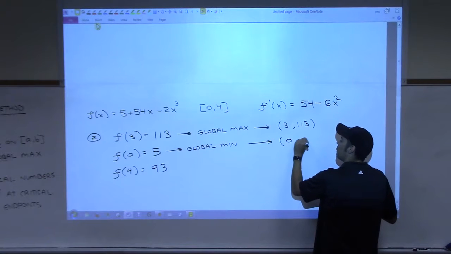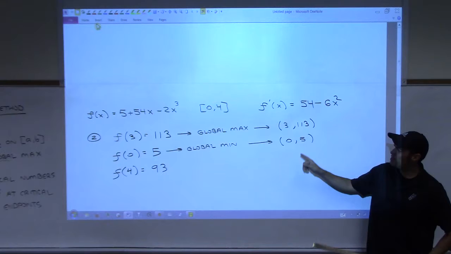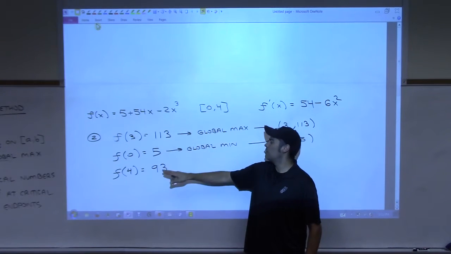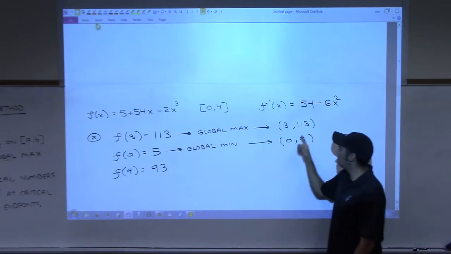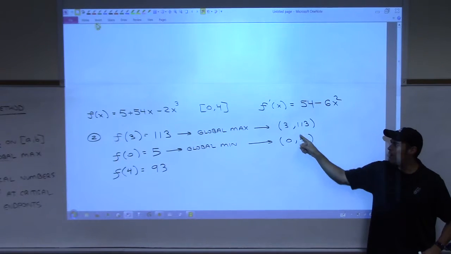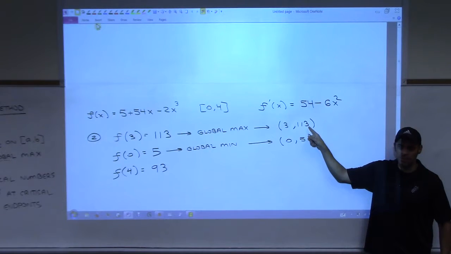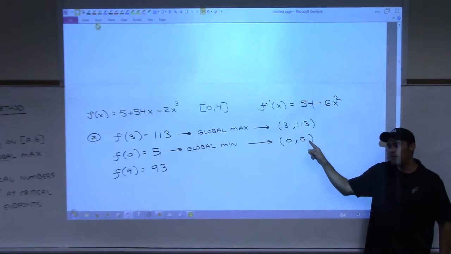Easier to find what? Like, instead of just telling me, hey, the global max is 113, the global minimum is 5. By writing it as points, there's additional information here, isn't there? It's telling me where it's happening, right? If x is 3, that's where I get the maximum to come out. If x is 0, that's where I get the minimum to come out, all right?